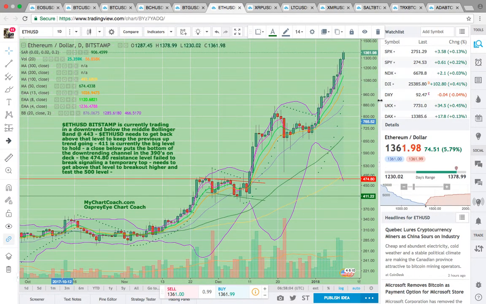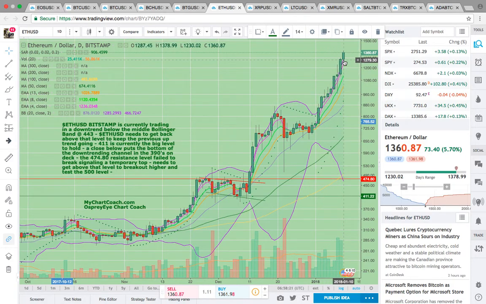Now look at Ethereum here. This has been on quite a run. It's hitting $1,361. It's amazing. Look at all the green candles in a row. They are just walking it higher every single day. People are buying this, pushing it higher. It's riding EMA 4 support.